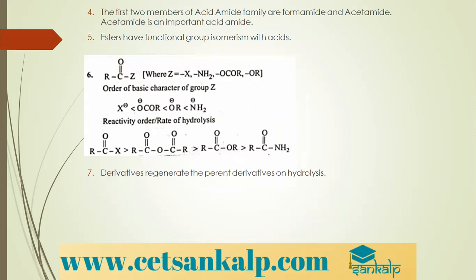Acid chlorides are more reactive. Then come acid anhydrides. Then come acid esters. Then come acid amides. Yes, derivatives regenerate the parent acids on hydrolysis. If you want back the acid, you just need to hydrolyze any of these, and you will get back acids. So the order being given is the rate of hydrolysis, the reactivity rate. Most reactive is acid chloride, then comes anhydrides, then comes esters, then comes amides, right?